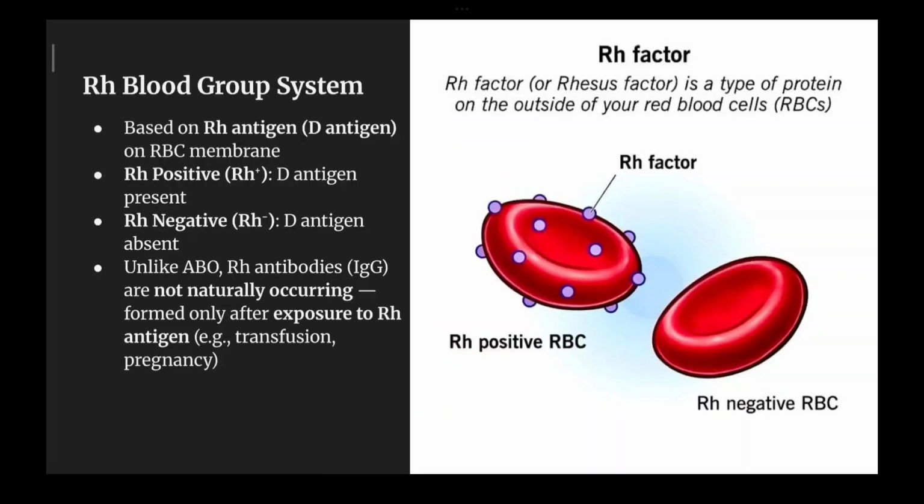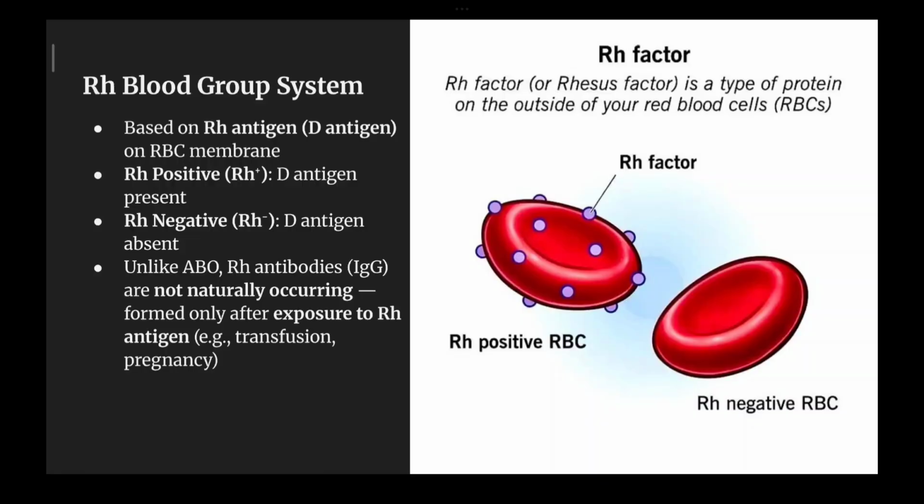Now, the RH blood group system is based on the RH antigen, that is the D antigen, that is present on the red blood cell membrane. The presence of the RH or D antigen means RH positive. If the D antigen is absent, then it is RH negative. Unlike the ABO grouping, here RH antibodies are not naturally occurring. They are formed only after exposure to RH antigens, like in transfusion and pregnancy.